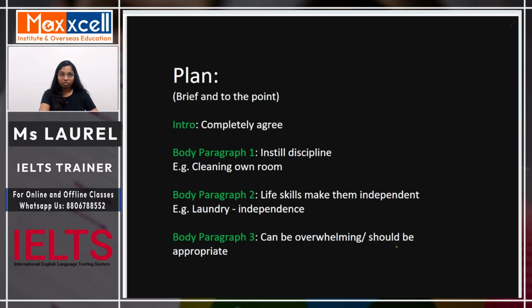I'm saying that if we give them appropriate chores, that means small things, not everything, not bigger responsibilities, but tiny things that relate to them, that pertain to them. If we give them appropriate responsibilities with some bit of flexibility, as in if they have exams, then maybe they can skip on something or something like that. So I'm going to counteract this overwhelming, that it can be overwhelming, with the idea that it should be appropriate to their age and also to their circumstance in life. Correct? So this is my complete plan.